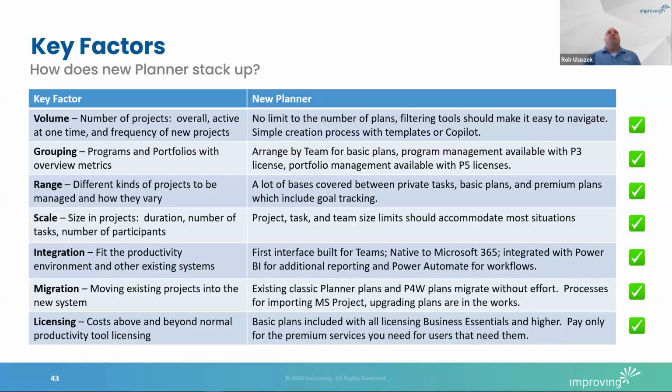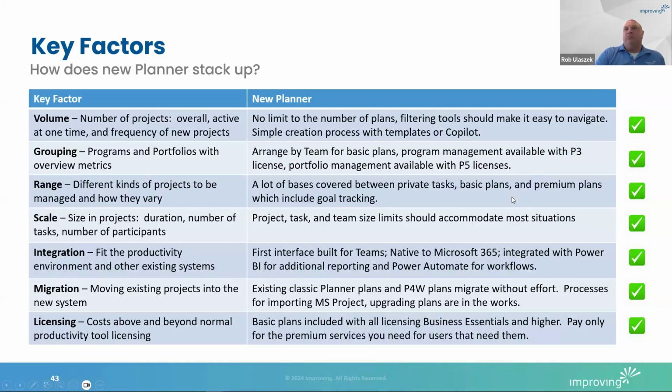So, how does this stack up against the key factors we talked about earlier? Volume. I mean, the limit of plans is sufficiently high, should be fine. All those filtering tools, you could work with a high project load, a high number of plans, and should be just fine. Creating new things is very easy, especially with Copilot. We have our portfolio and program. Now, those are only when you buy the higher level, need them. You might get some organization by using the way things are arranged by team, and then some of those reports can segregate by team. So you can sort of get the same idea without paying for the higher license levels.